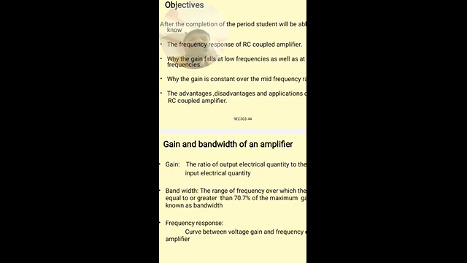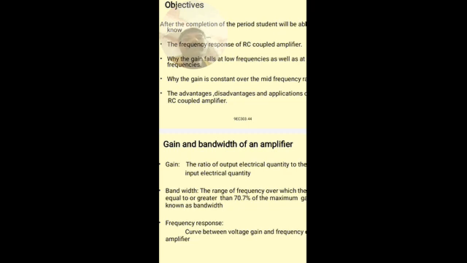So in general, when we consider the RC coupled amplifier, the gain means the voltage gain of the RC coupled amplifier. Coming to another important term, bandwidth of amplifier. Gain and bandwidth are very important parameters of the amplifier.